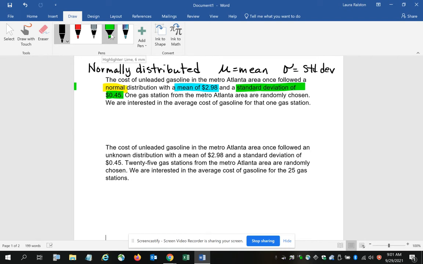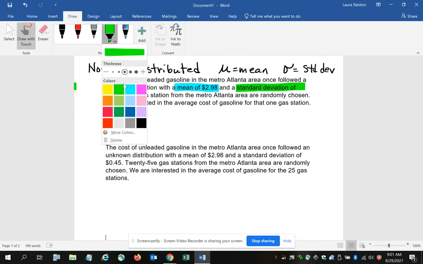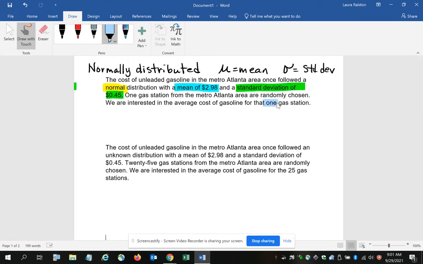The other piece that lets me know this is just a basic normal distribution problem is that it indicates we're going to select one gas station, or it could say a gas station. That's the other clue that I'm just going to do the basic normal distribution process in Minitab to answer the question.